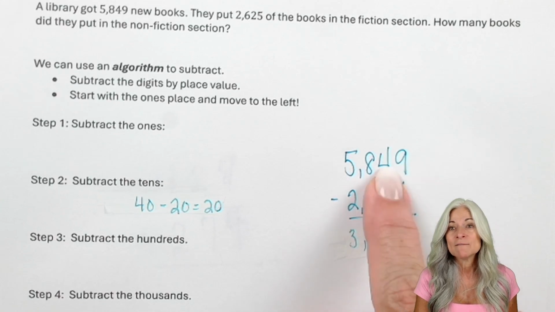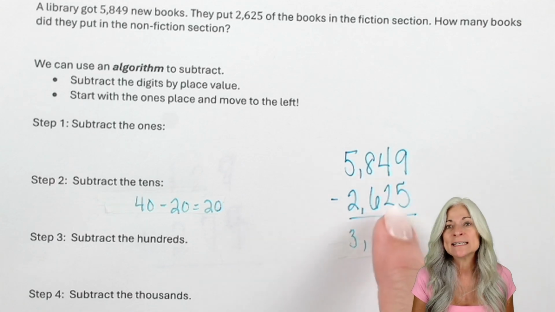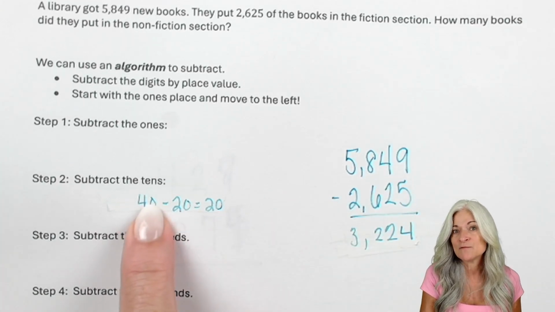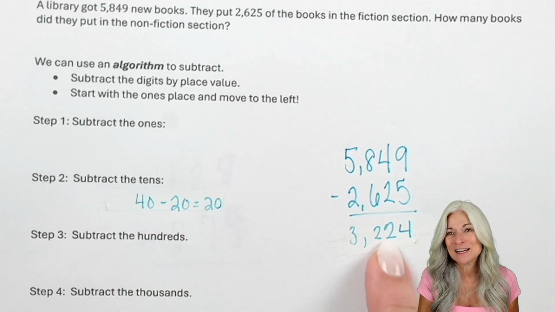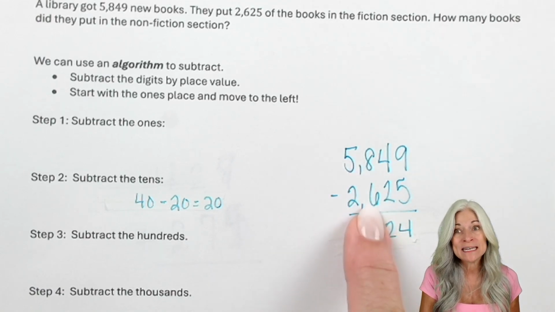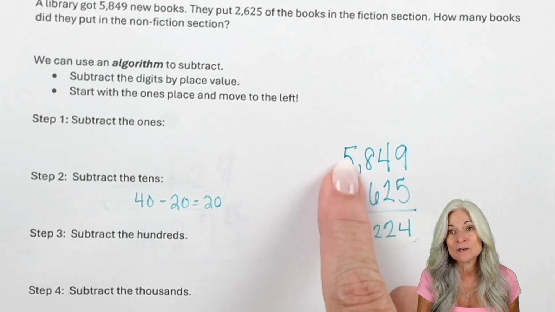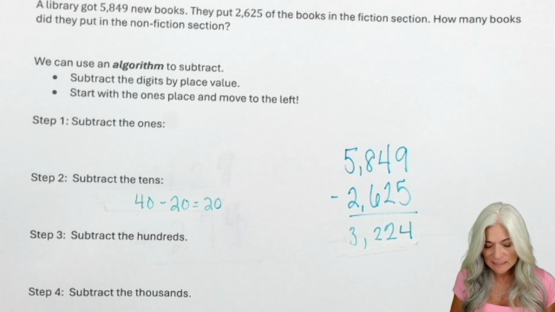Instead of saying 4 minus 2 is 2, we say, well, we're subtracting 4 tens minus 2 tens. That's 40 minus 20, which is 20. Where do we see the 20 over here? We see that in 210. We're subtracting 800 minus 600 to get 200s, and 5,000s minus 2,000s to get 3,000s.